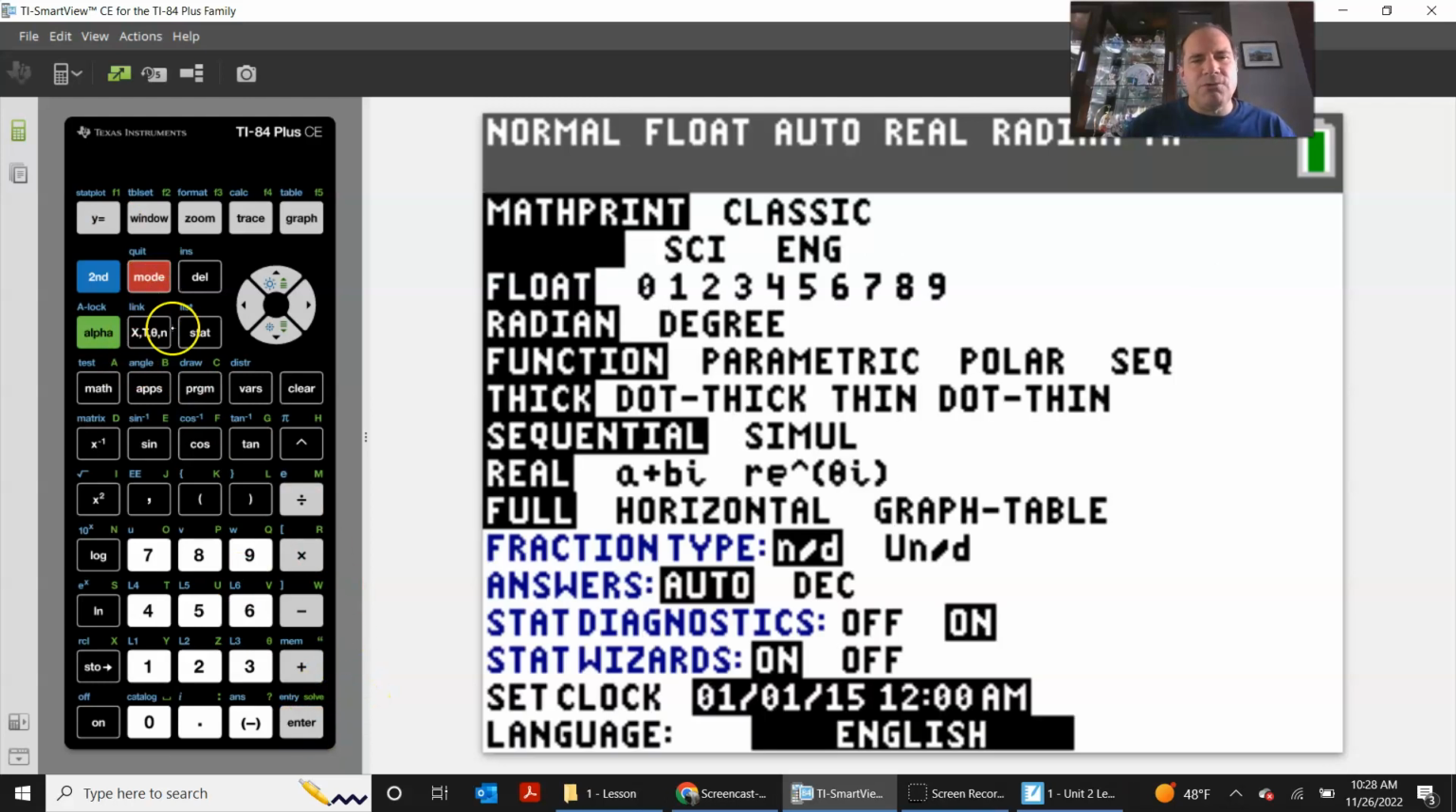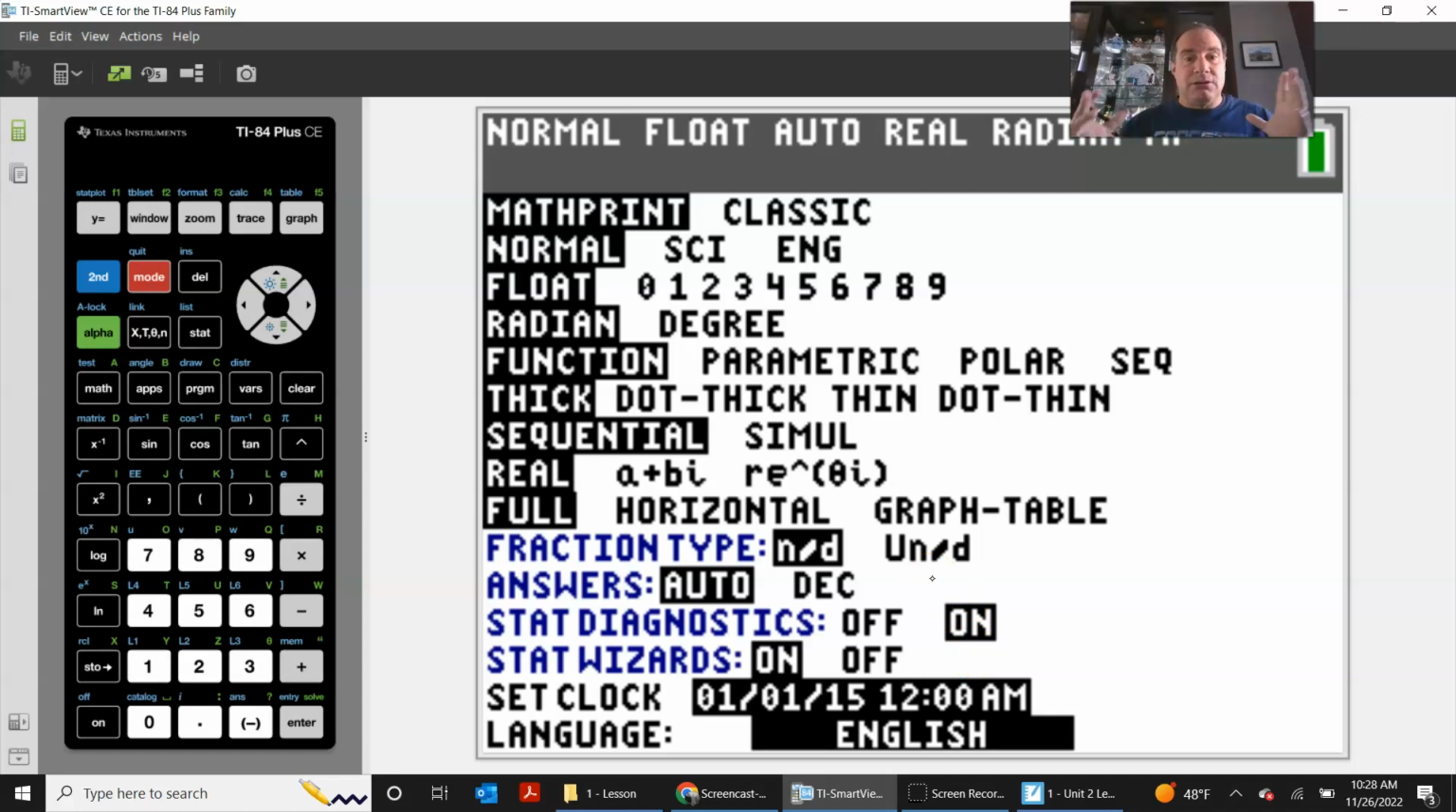The mode, I think, is the easier way, where you can get down to Stat Diagnostics pretty quickly and just see that it's on or off. Every time you reset your calculator, it does reset it to off. So just make sure that you are turning Stat Diagnostics on in the beginning of the test. After you reset your calculator, just go to mode and then go down to Stat Diagnostics, turn it on, and then you're ready to go.